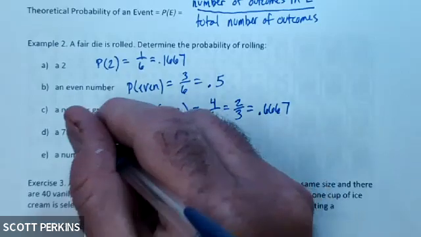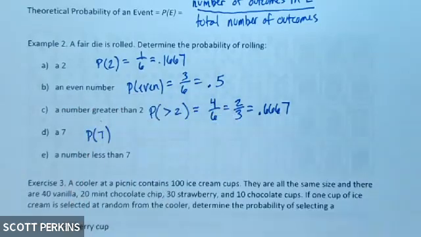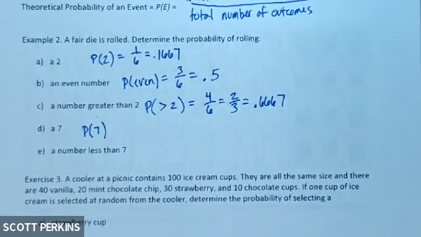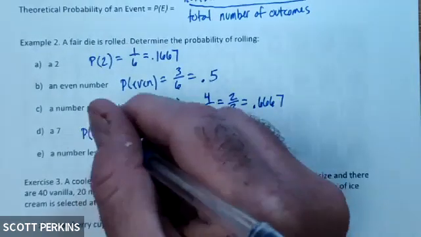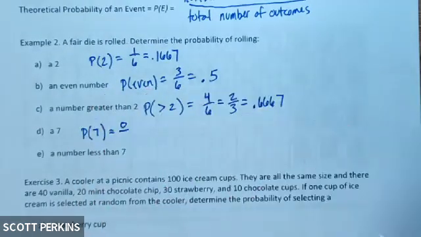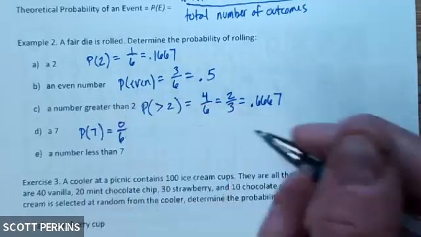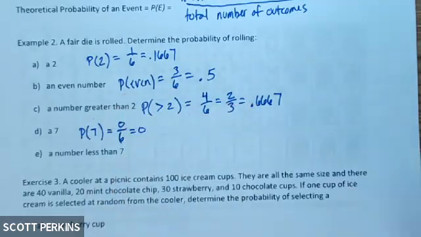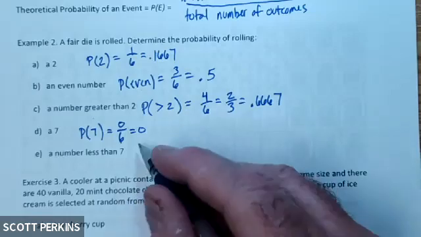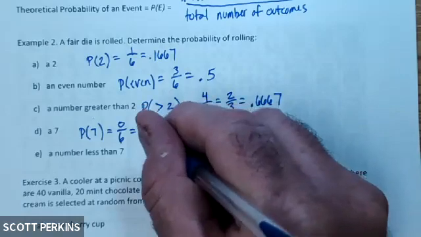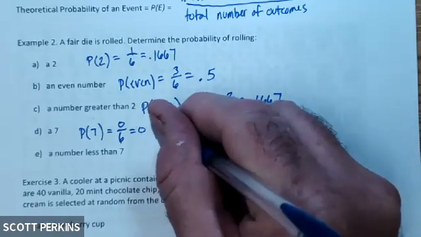On my die, what's the probability I roll a 7? How many 7s are there? You all are identifying that very well. There are 0 7s on my die out of 6. So 0 out of 6. The reason I put that on there is just to highlight this. When you get a probability of 0, that is an impossible event.